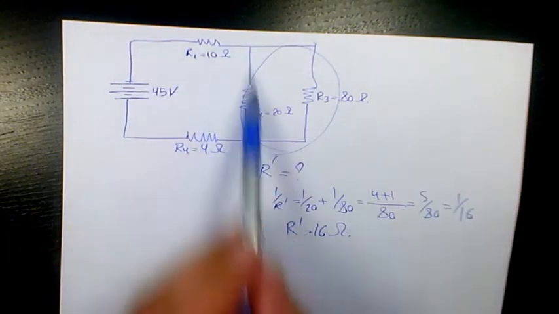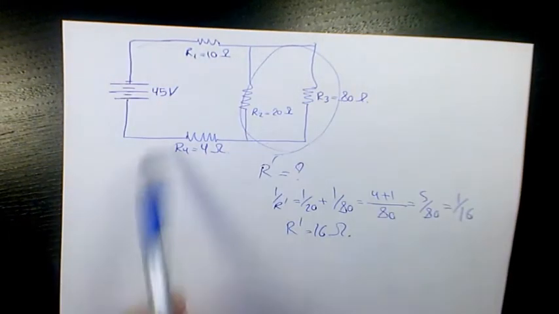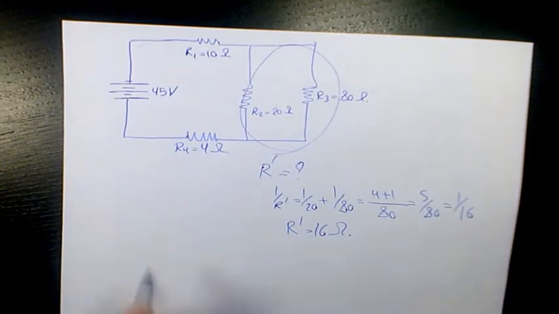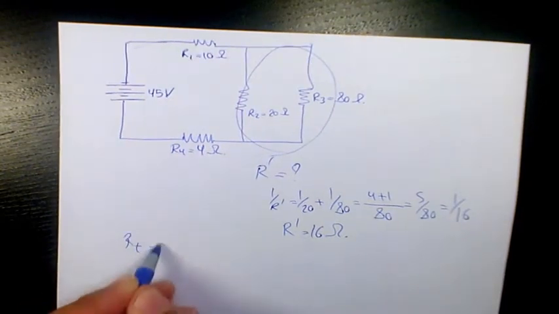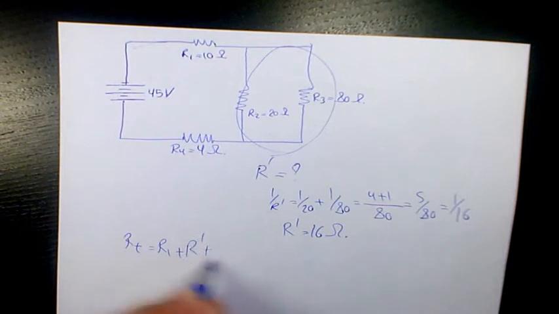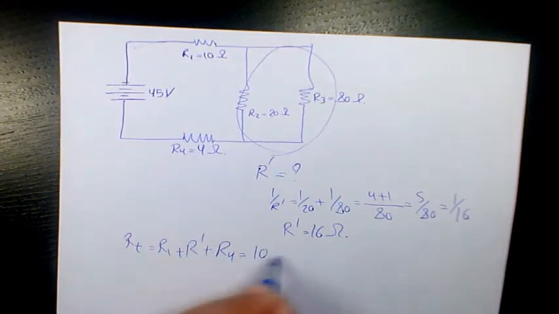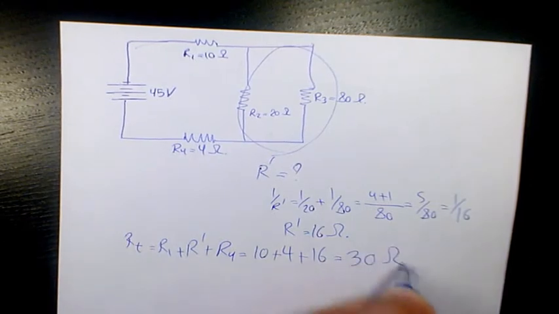Then after that, we have just 3 resistances in series. So RT equals R1 plus R prime plus R4. That's going to be 10 plus 4 plus 16, which is 30 ohm in total.